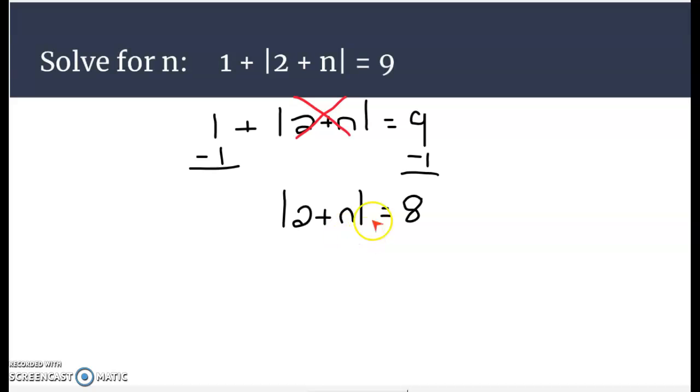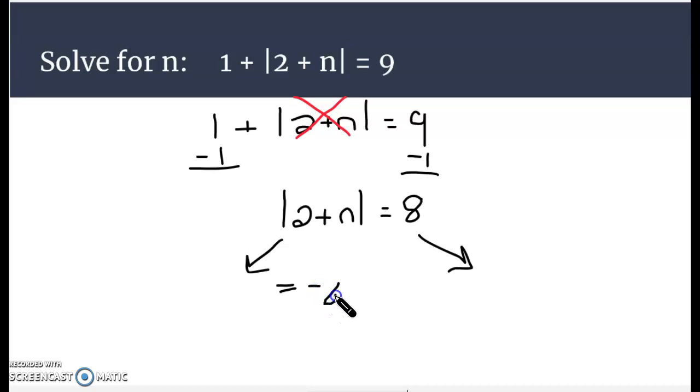All right, now whatever is inside the absolute value here, the 2 plus n, it could be equal to -8 or +8, because notice it says the absolute value of this stuff is 8. Whatever's inside here could equal +8 or -8, because that's how absolute value works. Something has a distance of 8 from 0. Well, there's two things that have a distance of 8 from 0, +8 and -8. And that is why when you deal with absolute values, you break it into two equations.